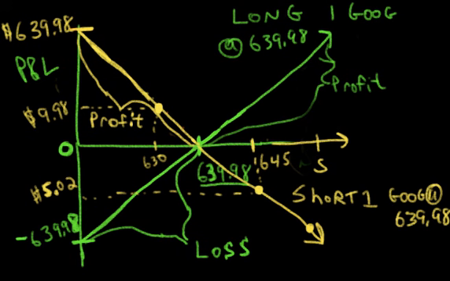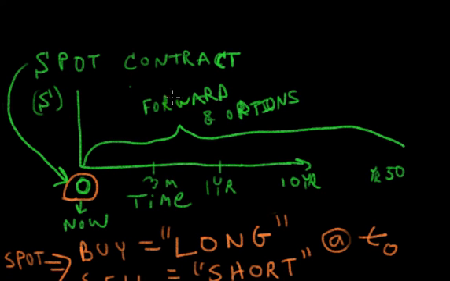I just wanted to show you that. In other videos, we're going to go over these contracts here. What are they? What are these forwards? What are these options? And what do they look like related to these payoff and P&L diagrams?